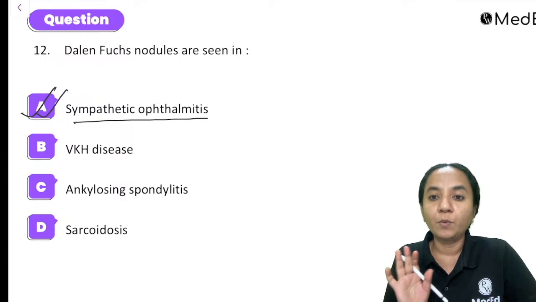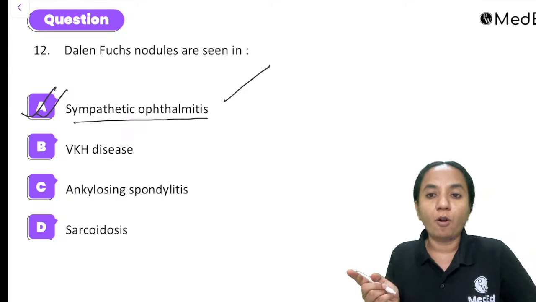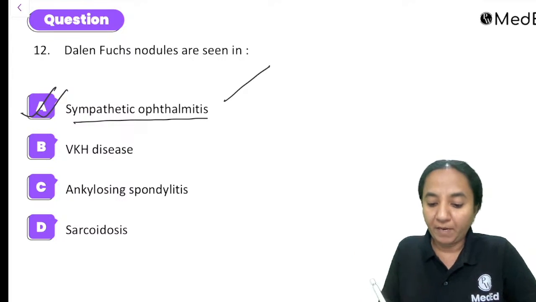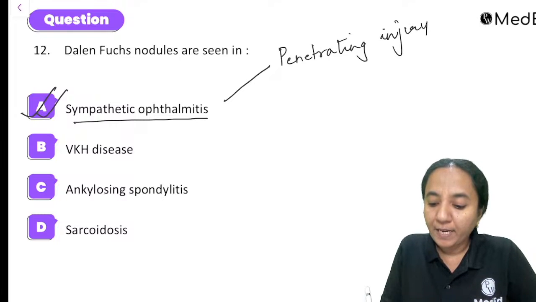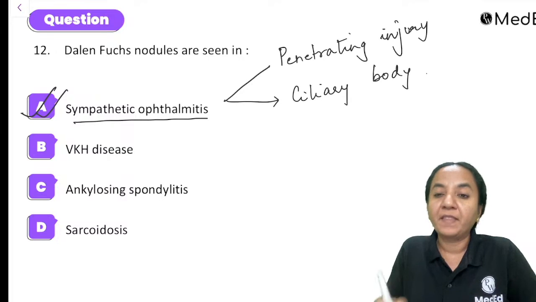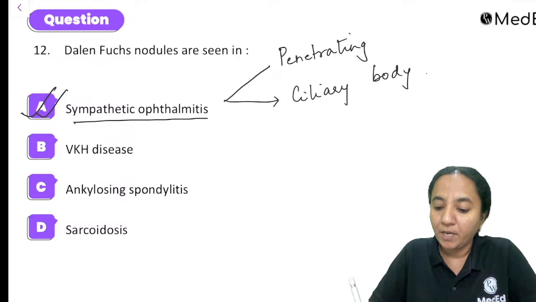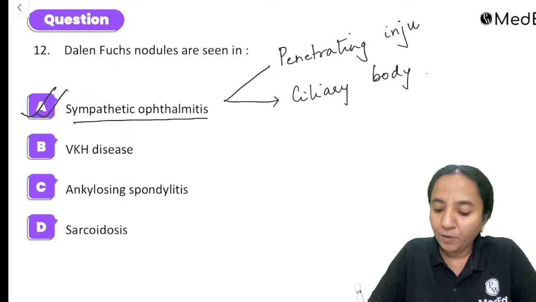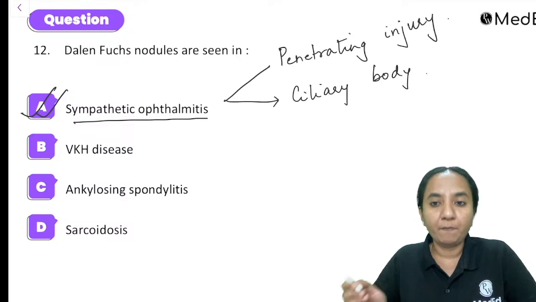So there are 2-3 questions which you need to know, one-liners about sympathetic ophthalmitis. First is, what kind of trauma can precipitate or lead to sympathetic ophthalmitis? Please remember that it is penetrating injury, so injury with a sharp object. And penetrating injury to which part of the eye? To the area of the ciliary body. So any kind of injury will not lead to sympathetic ophthalmia. Penetrating injury to the region of the ciliary body can lead to sympathetic ophthalmia.